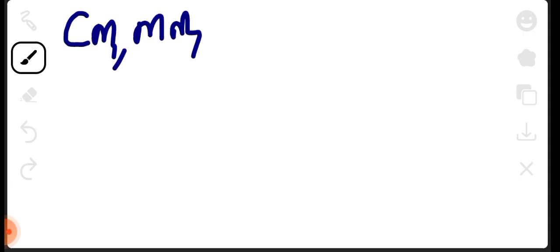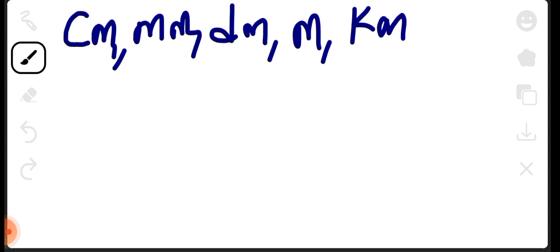Now let's look at how to convert between centimeters, millimeters, decimeters, meters, and even kilometers. We're going to be looking at centimeters, millimeters, decimeters, meters, kilometers.